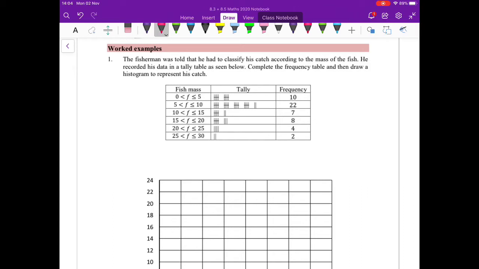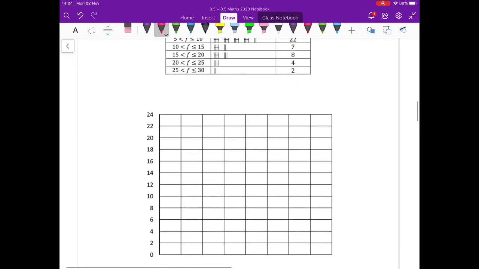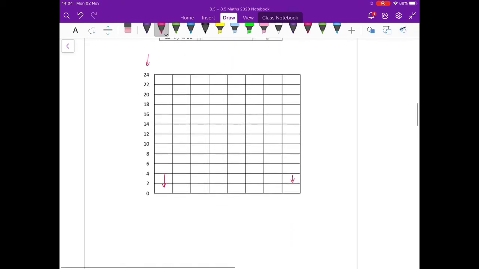Right, let's have a look at our first example. So now the fisherman goes fishing, but he is now recording his fish according to the mass. So mass is measured data, and again we have to have a heading. So this axis has been labeled for you, the mass in kilograms.